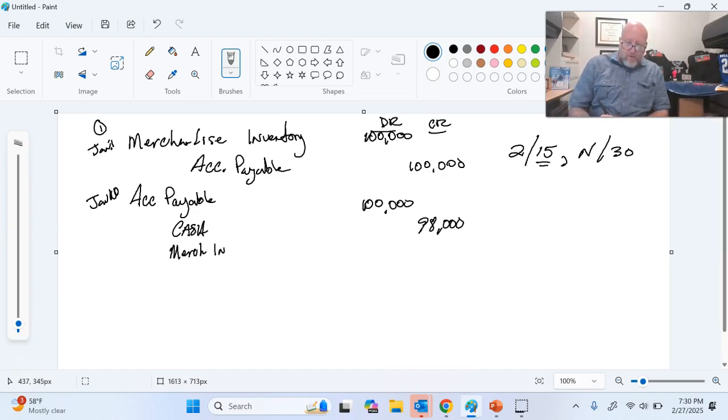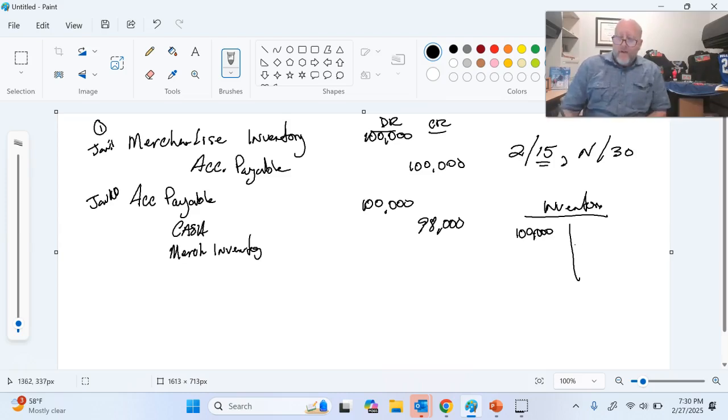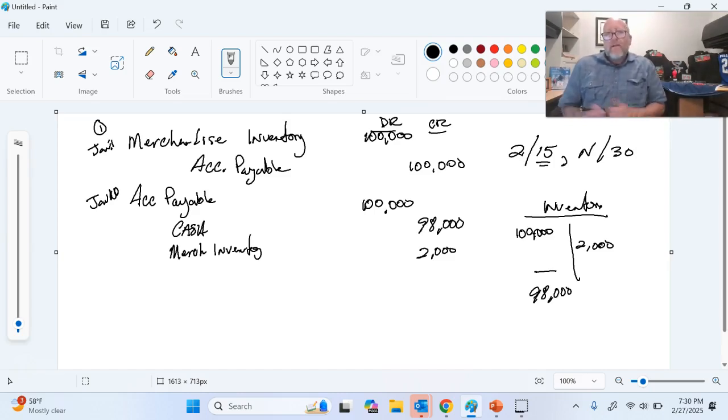merch inventory, right? So I had, from the first example, an inventory account, and I debited that 100,000. And then after the second account, I am crediting that by 2,000. And so the true cost of my inventory is 98,000. That's the cash that I paid. It's not the gross invoice price because I took advantage of a discount.